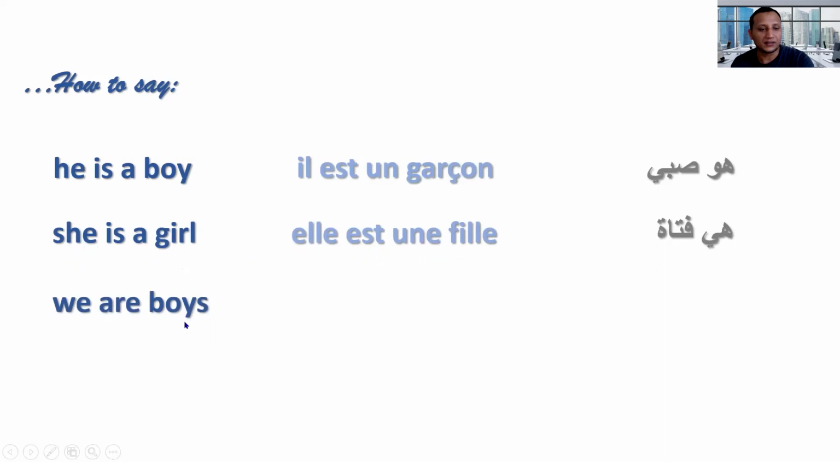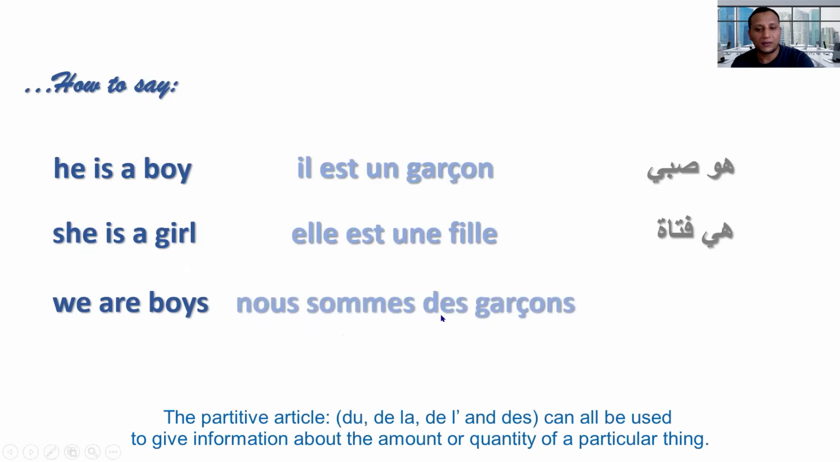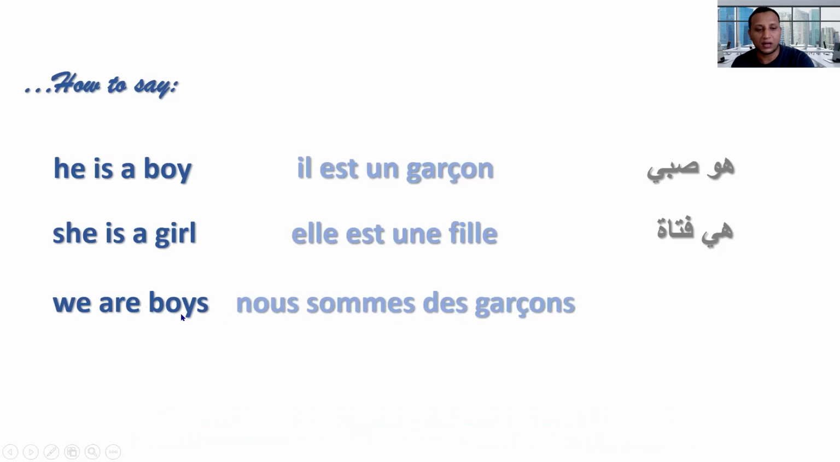We are boys. Nous sommes des garçons. Here, don't worry about these, let's call it now, linking words. We don't have any article here, right? Just take it like that. If we don't have any articles, we put des because here the boys is a plural noun, right?